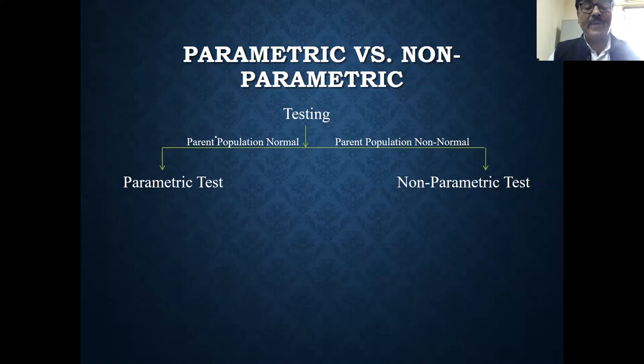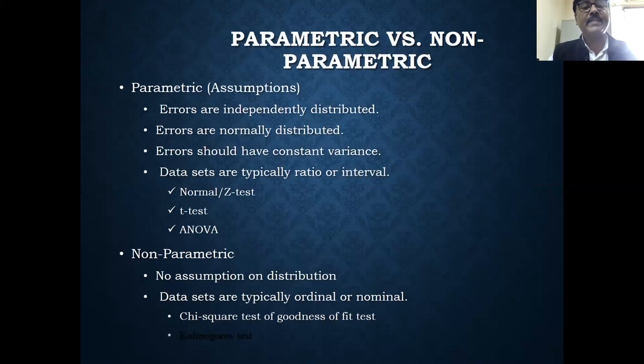When you are using a parametric test, it is based on a normal population. The parent population should be normal. And if the parent population is not normal, then you go for the non-parametric test. Parametric tests include the t-test and the paired sample t-test. These tests come under parametric tests. This is an example. Now, these assumptions should be satisfied.